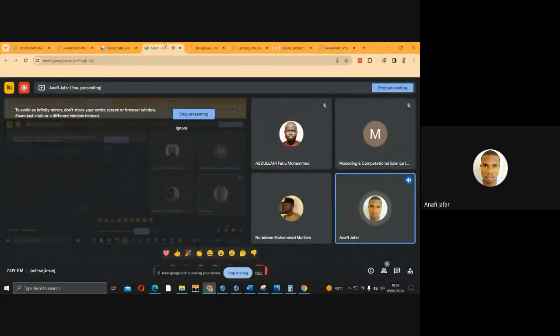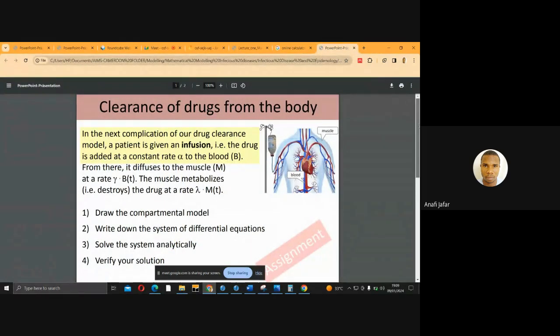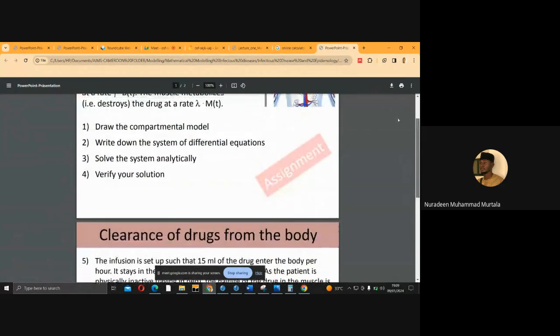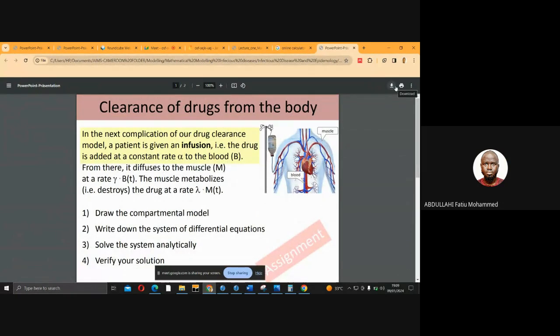So let me ask each one of you. Maybe I want you to go and study Zika virus. Zika. This is the first model that I'm thinking of. I will give you. Can you see my screen now? Yes, I see your screen. This is the model that I want to give to you.